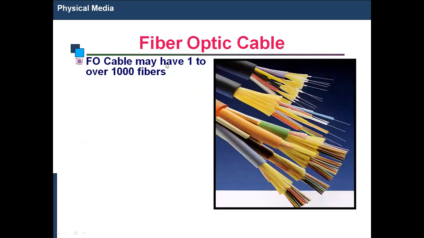Let's see this one, the fiber optic cable. This is the core material, this is the cladding, and this is the outer jacket for protection. This is what we are presently using in real time.